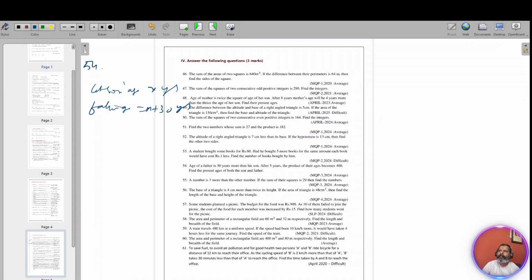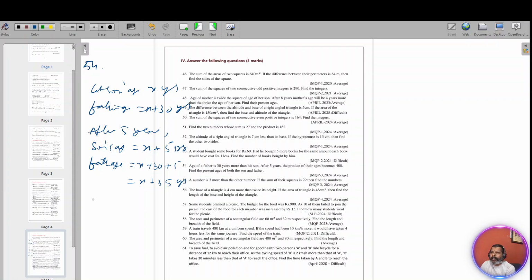Now, after 5 years, their ages relation is given. So you first find after 5 years, what are the ages? After 5 years, son's age is equal to x plus 5. Father's age is equal to x plus 30 plus 5, that is x plus 35 years. Now read it. The product of their ages becomes 400, means after 5 years, x plus 5 son's age and x plus 35 becomes 400.